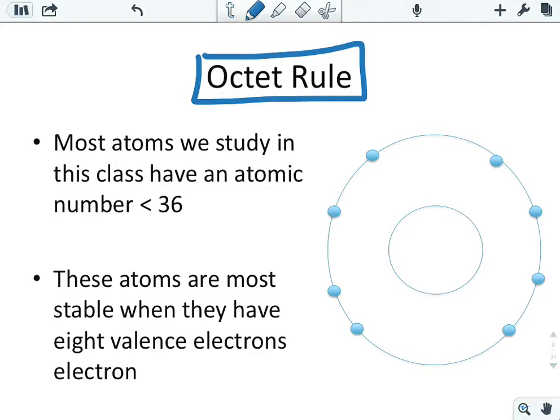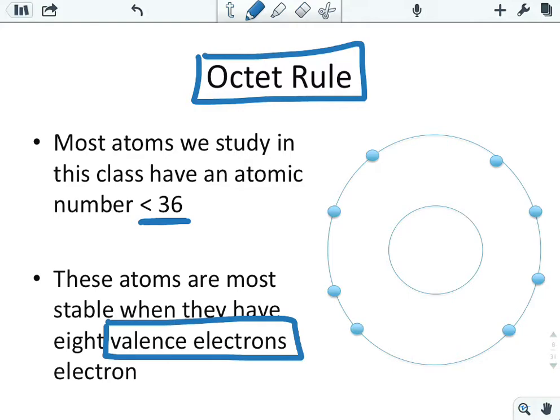And most atoms that we study in the class have an atomic number less than 36. And these atoms are most stable when they have 8 valence electrons. Okay, now they have 8 electrons in their outermost energy level. That's the definition of a valence electron. It's the electron in the outermost energy level. Okay, and everything is trying to get to 8. 8 is great. 8 is where you want to be.